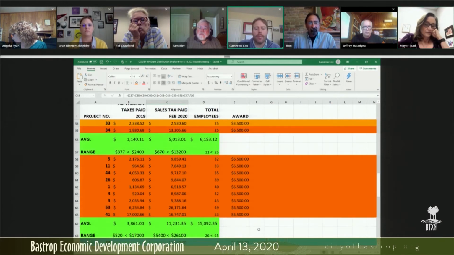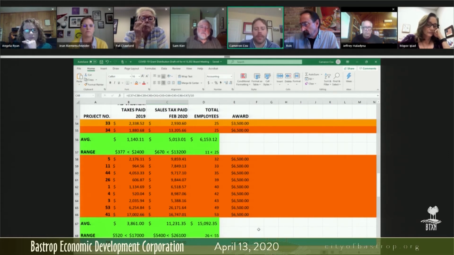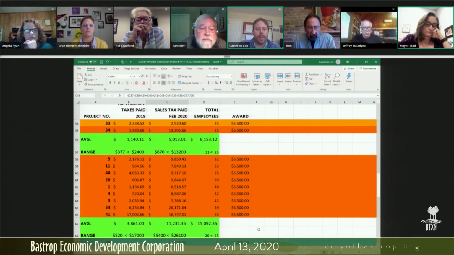So the red, the 6,500 category, and that's why I made a big jump from 3,500 to 6,500 in the awards, because there's such a big jump in the data, both in employees and sales tax, like a massive jump. So 2 to 3 times. 53 and 41 seem to be another exponential jump. Yes, that's an excellent point.